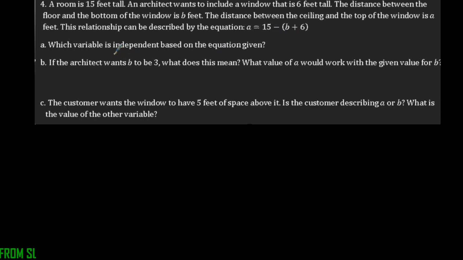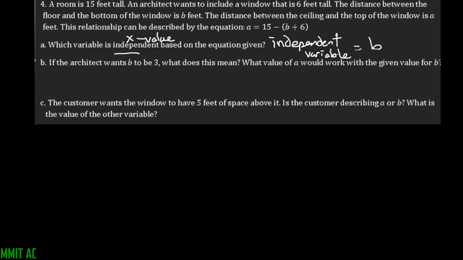Again, the independent variable is always going to be that x value if you were looking at a graph. So this is going to be just b. So the independent variable is b. And then for the next part, it says if the architect wants b to be 3, what does this mean? And what value of a would work with the given value of b?